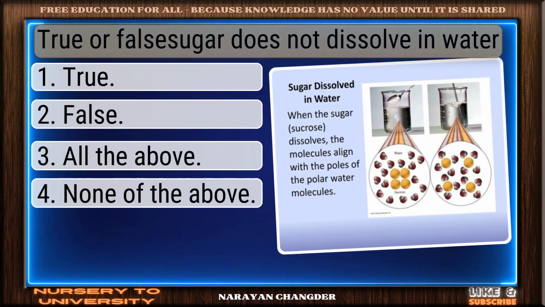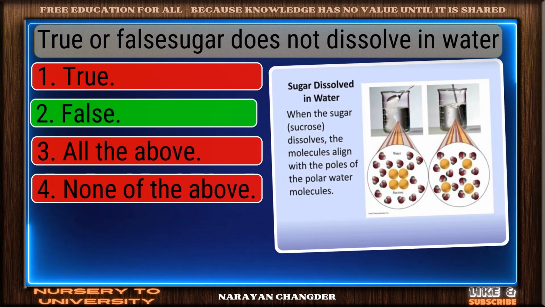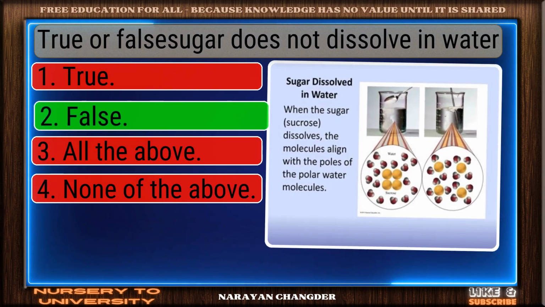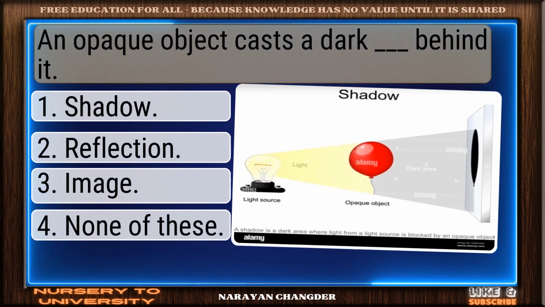True or false? Sugar does not dissolve in water. Nice selection. False is the correct and valid answer. An opaque object casts a dark dash behind it.